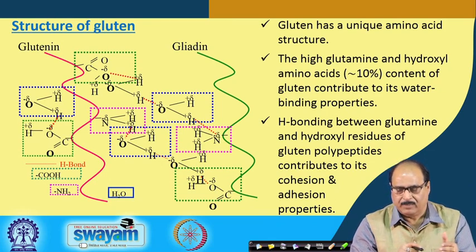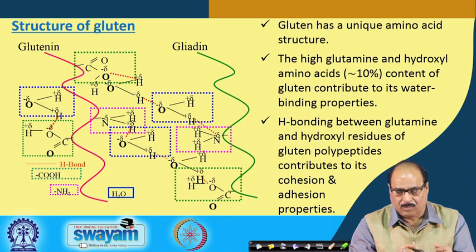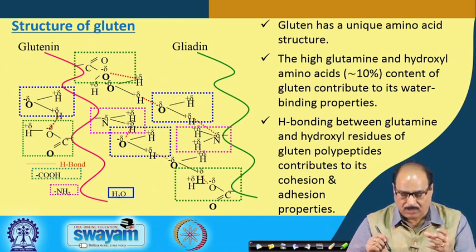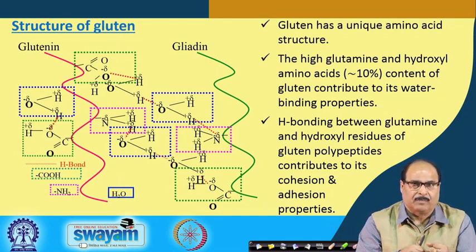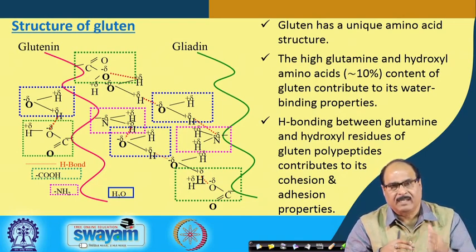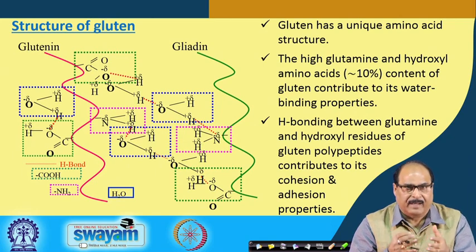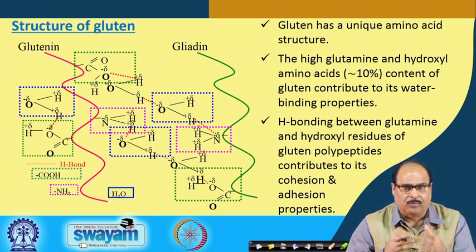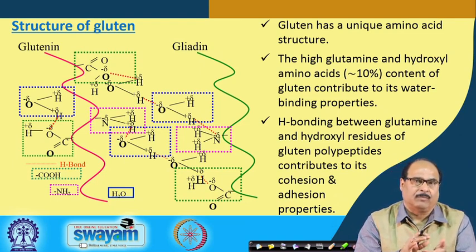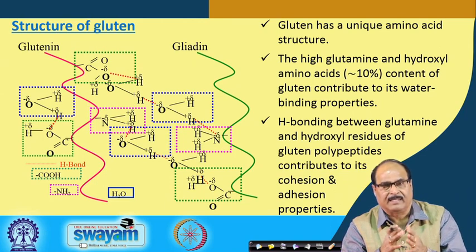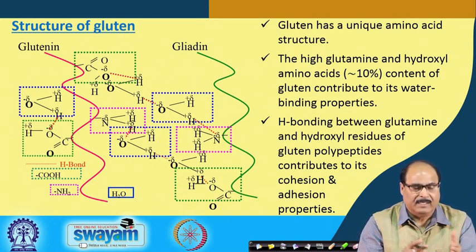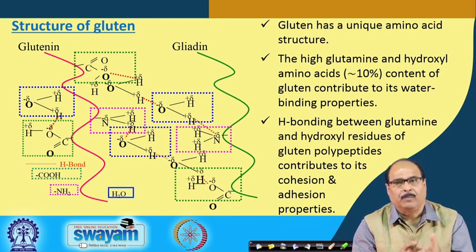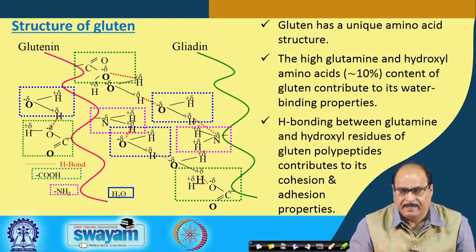Alright, so this hydrogen bonding between glutamine and hydroxyl residues of the gluten polypeptide contributes to its cohesion and adhesion properties. How much water is there, and the mechanical force applied, that is the kneading parameters, are important. Proper kneading and proper amount of water are necessary for the proper development of gluten. In the ideal case, for good development of bread, the gluten should have glutenin and gliadin properly mixed in a 1:1 proportion, and that can be controlled by proper kneading conditions and other factors.